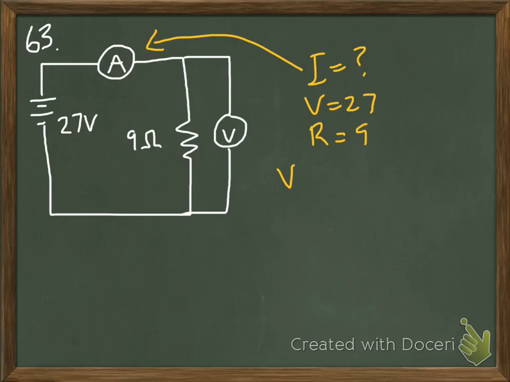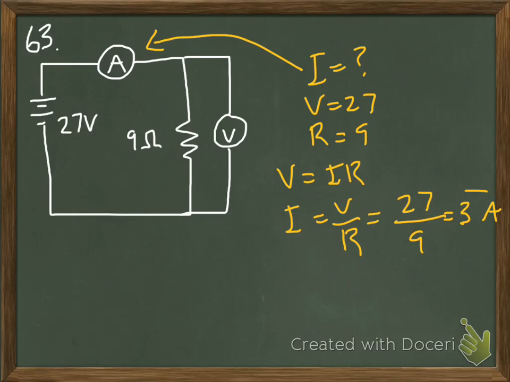The equation that I always remember is V equals IR. So you can rearrange that. You can solve for I. I equals V divided by R, which is going to be, the voltage is 27, the resistance is 9. 27 divided by 9 equals 3. So you have 3 amps for your current.